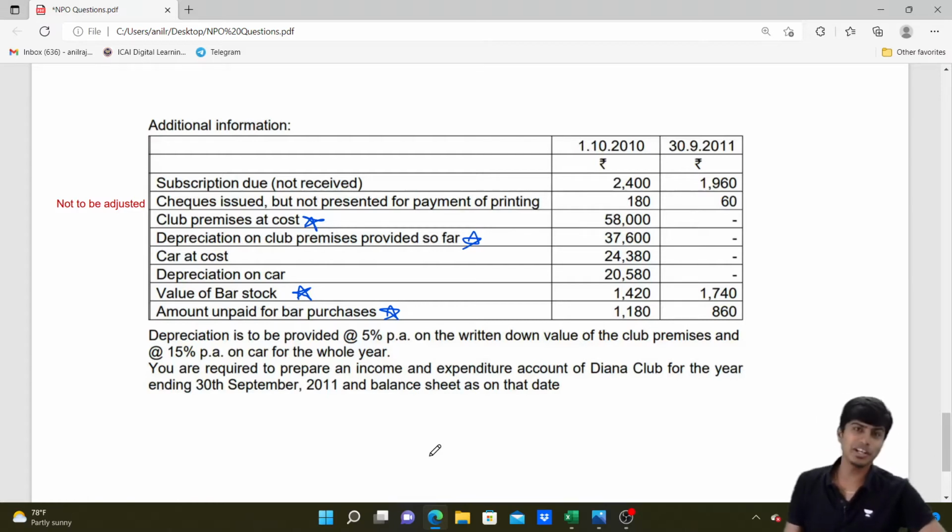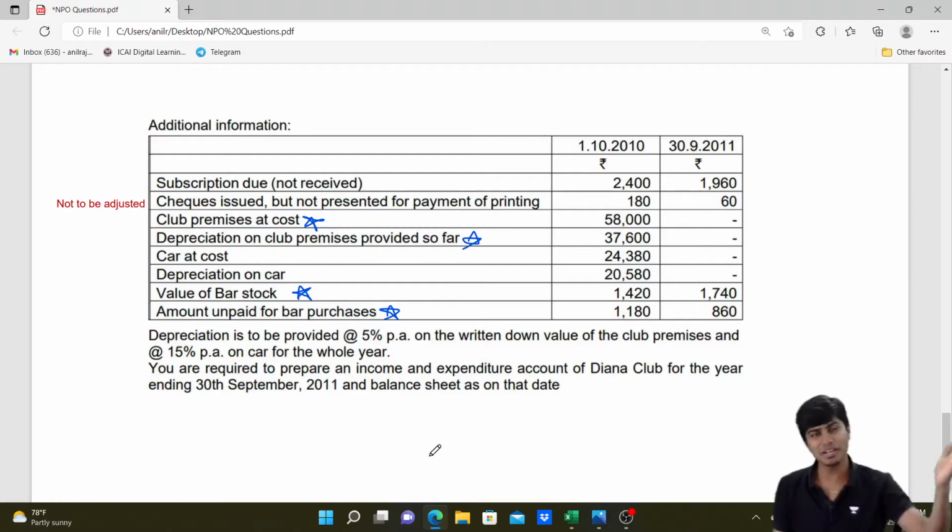Maybe I'll do another problem where receipts and payment account needs to be prepared. That will become like one question of each type. Yeah, you can expect that. I'll do that and then I'll also update maybe before your master problem. Got that? So by that, all the types of problems on NPO will be over.